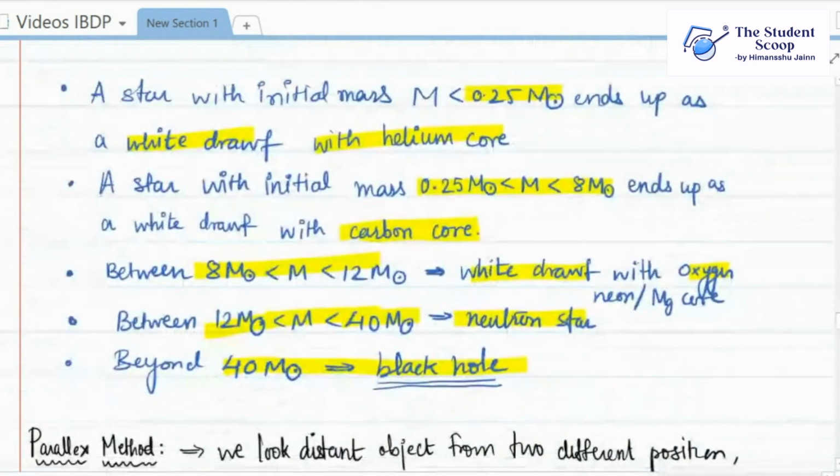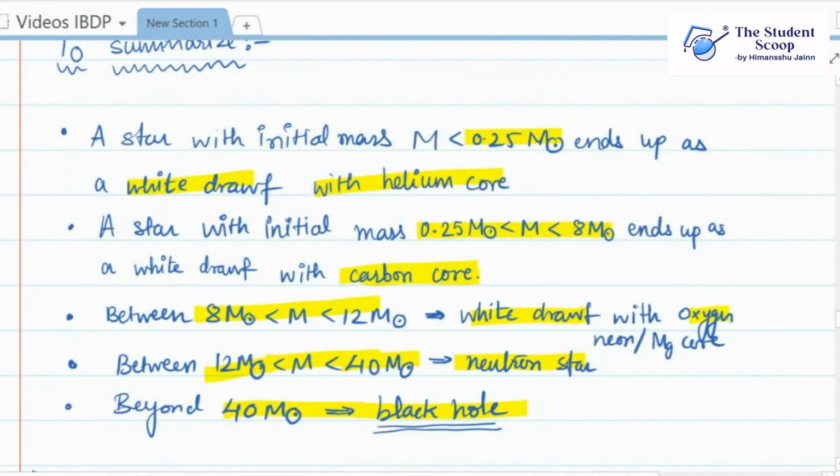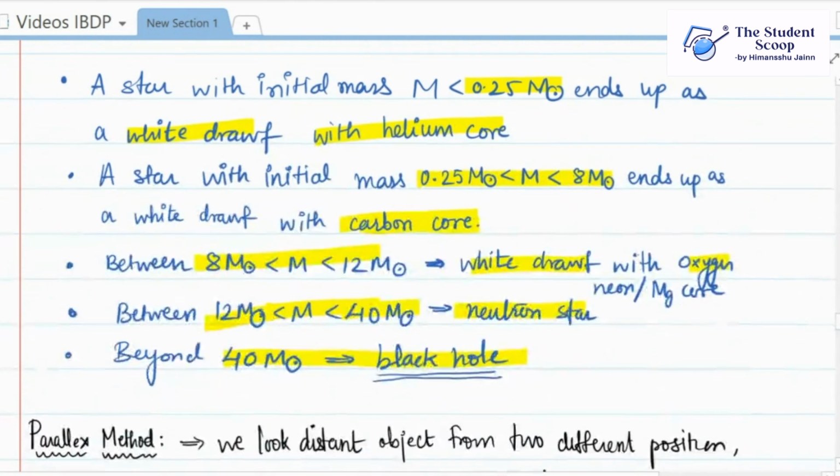Okay, to summarize this, if the star has a mass that is less than 0.25 times the mass of our sun, then it will have a white dwarf with a helium core. If it is between 0.25 and 8 times the mass of the sun, it will have a white dwarf with a carbon core. From 8 to 12, it will have a white dwarf with an oxygen, neon, or magnesium core. And from 12 to 40 times the mass, it will become a neutron star. And beyond this, it will turn into a black hole. So those are the limits.